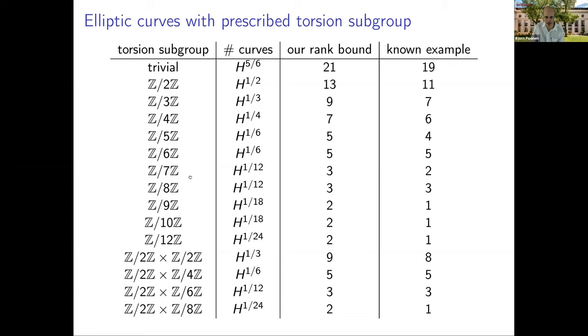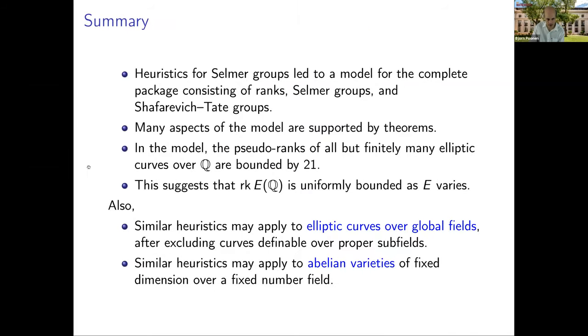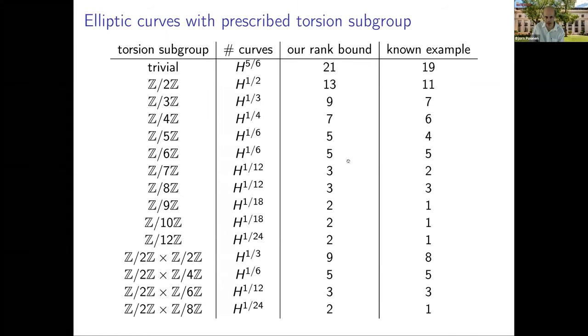Not only are we getting bounds that are compatible with reality, but it looks like the bounds are actually close to the examples that people have been able to discover in each case. Not only are they upper bounds for what's known, but they seem to go in parallel. So it seems our predictions are not completely disconnected from the reality of what people are finding when they actually search for elliptic curves with a given torsion subgroup.